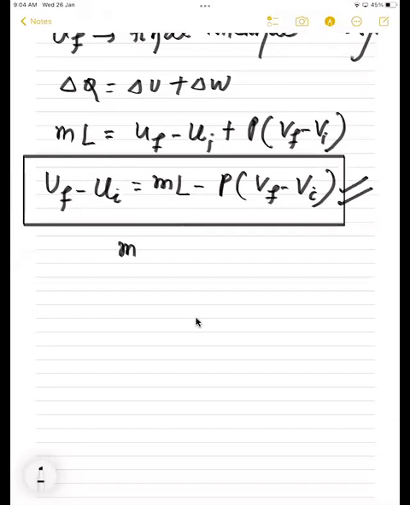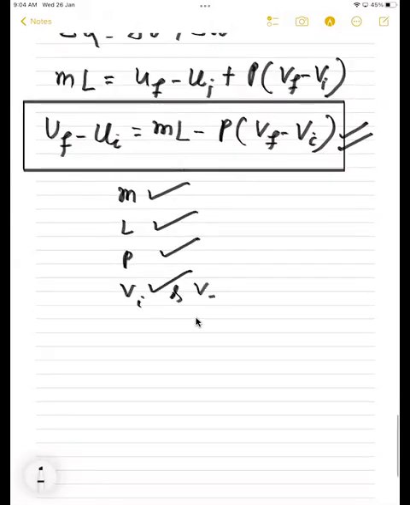So students, m will be given in the question, latent heat will be given, pressure will be given, and the initial volume and final volume of vapor will be given. So can you find the change in internal energy? Understood all? This formula will be remembered.